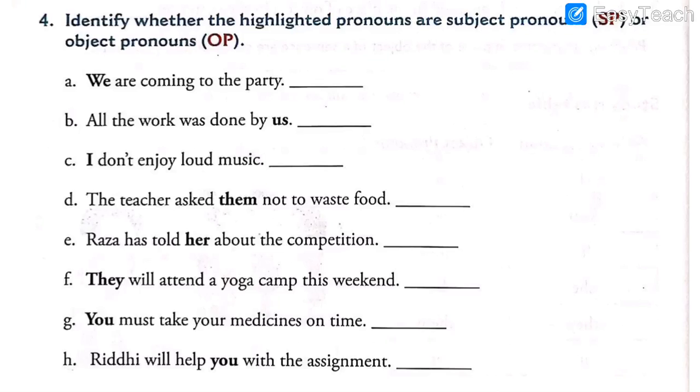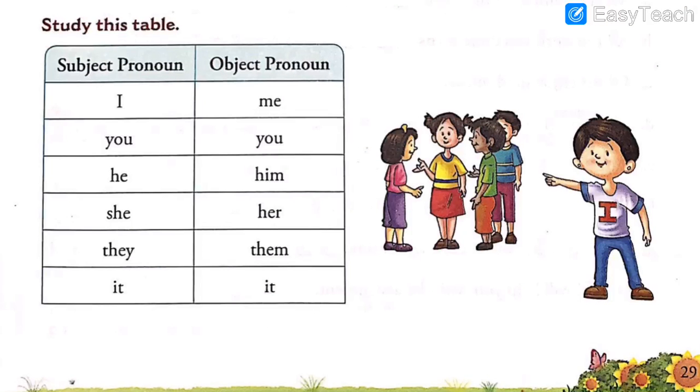Let's have a look at sentence number 1. We are coming to the party. The highlighted word over here is the first one, the pronoun we. So let's have a look at the table. Where does the word we fall? Here, as you can see in the table, there is no word like we.